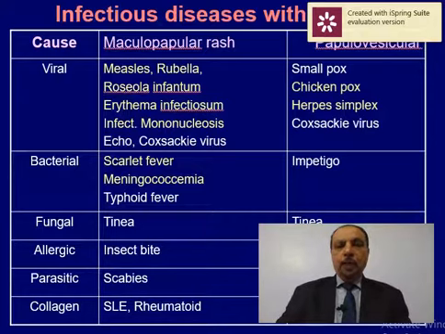While the causes of papulovesicular rash, the viral causes including smallpox, which is eradicated, the chickenpox, herpes simplex, Coxsackie virus. While the bacterial infections causing papulovesicular rash, including impetigo, fungal infections like tinea, allergic causes like insect bite, and so on.